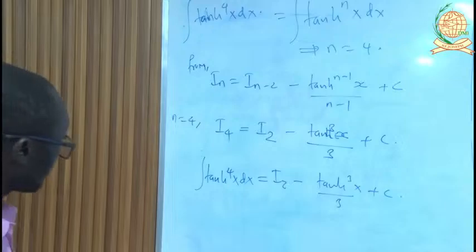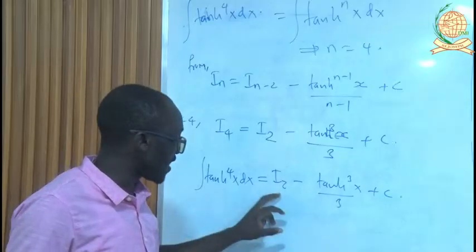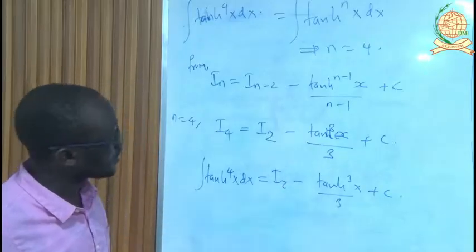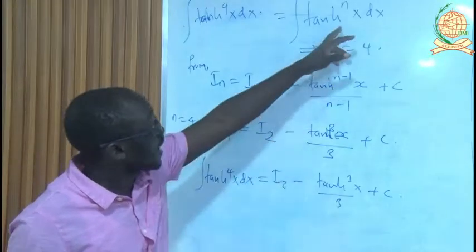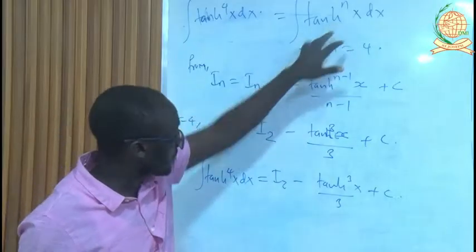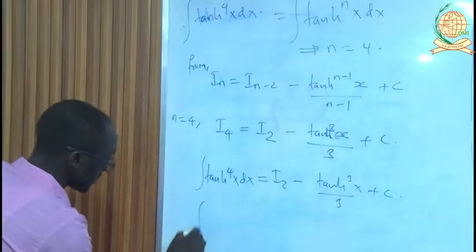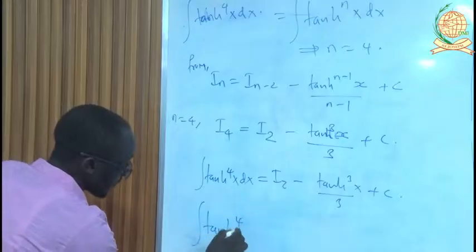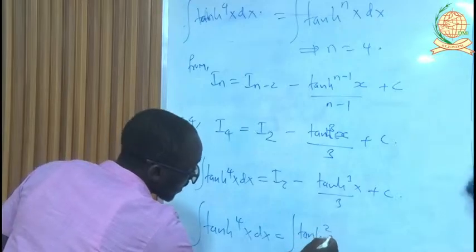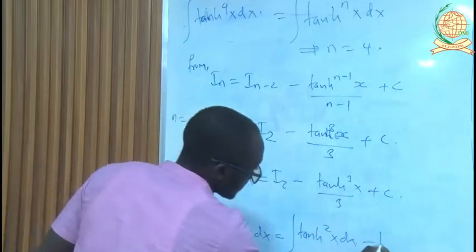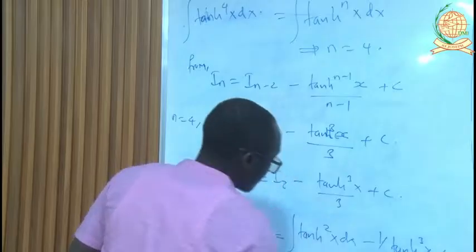We expected the answer to be in terms of x. You can see there is still an I here, but it is now reduced. You can continue to reduce more, or if it can be simply solved analytically, you can decide to solve it directly. Because I_2 has power 2 in the integral, we write the integral of tanh power 4x dx as the integral of tanh squared x dx minus 1 over 3 tanh cube x plus c.